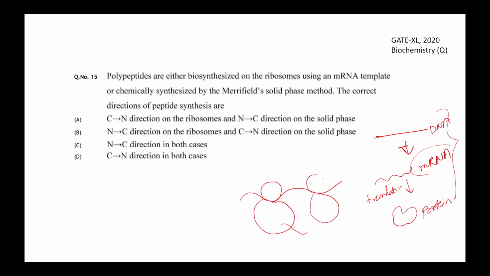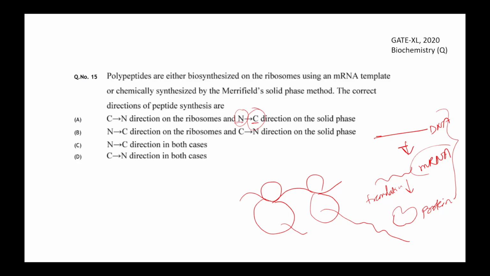Polypeptide synthesis takes place, elongation of the amino acid chain takes place. So in the ribosome, what is the direction of protein synthesis? It has been asked, C to N or N to C direction. So can you tell what is N and what is C referred to here in the question? Yeah, nitrogen and carbon. But in amino acid reference, what does that mean?